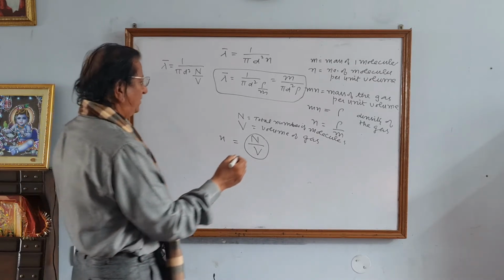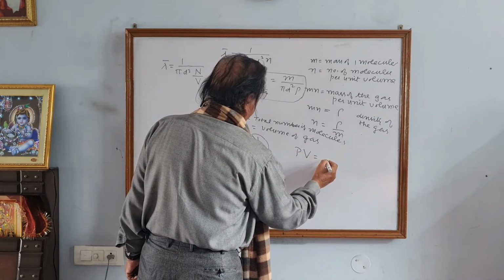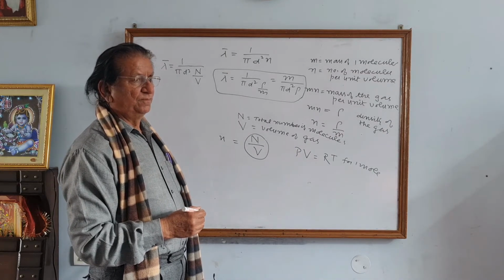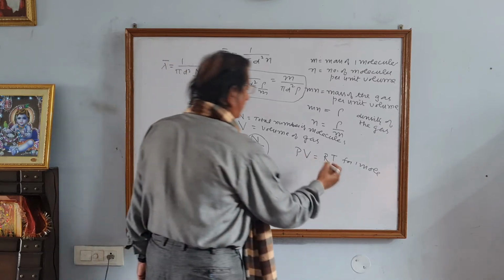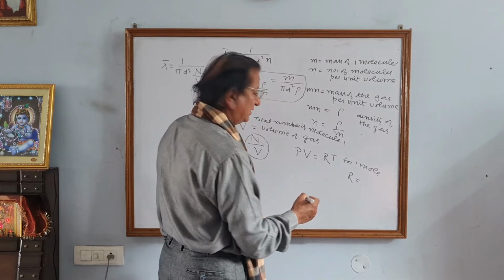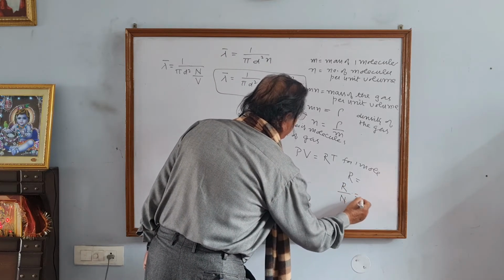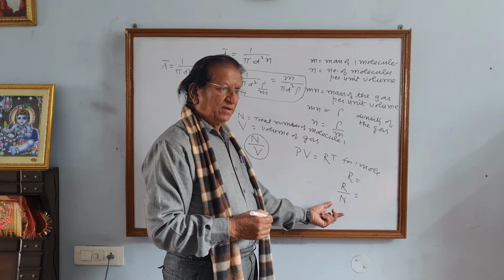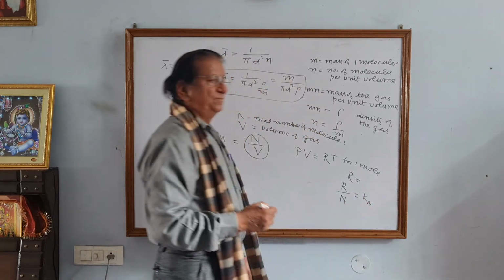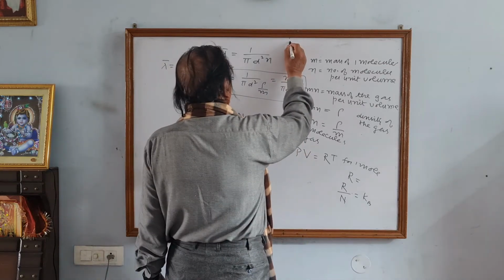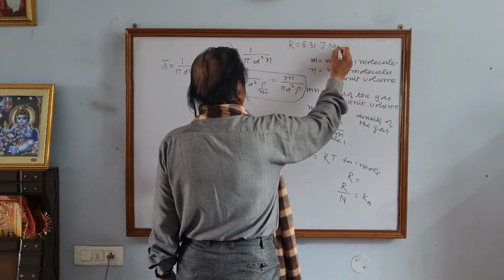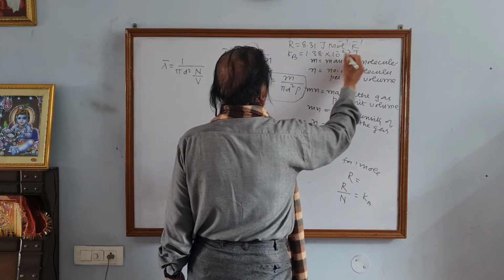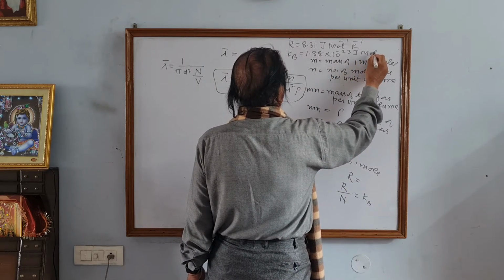Now if you make use of the ideal gas equation for 1 mole, PV is equal to RT. And what is R? It is the gas constant. If you divide this gas constant by the Avogadro number, the number of molecules in 1 mole, this R by N is called the Boltzmann constant. You know the value of capital R, the gas constant, it is 8.31 joule per mole per Kelvin. But the Boltzmann constant is 1.38 into 10 raised to the power minus 23 joule per Kelvin.